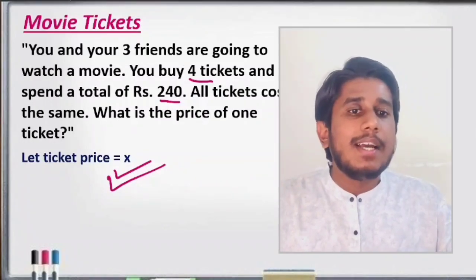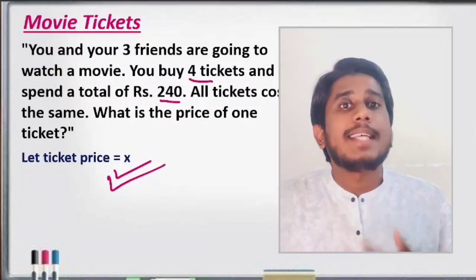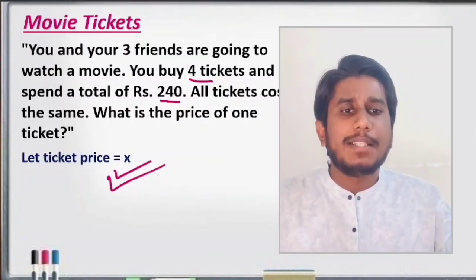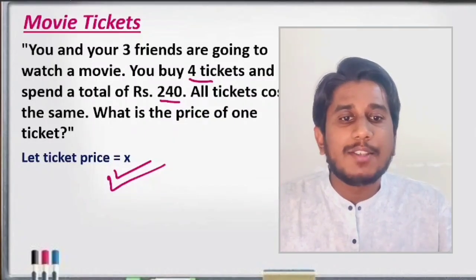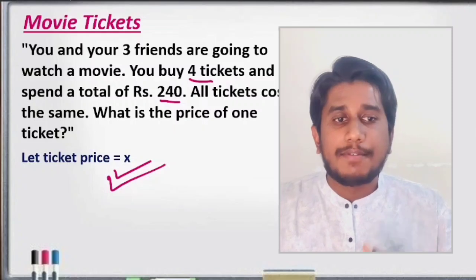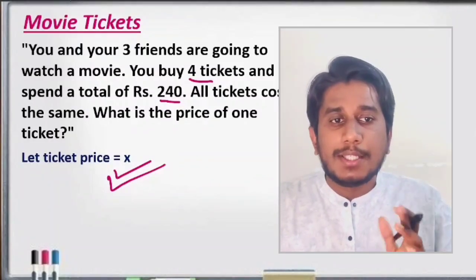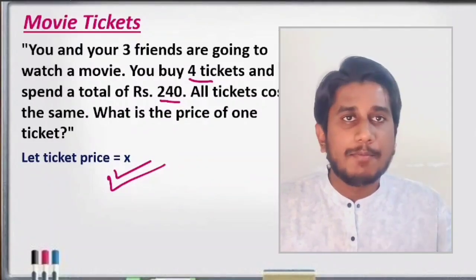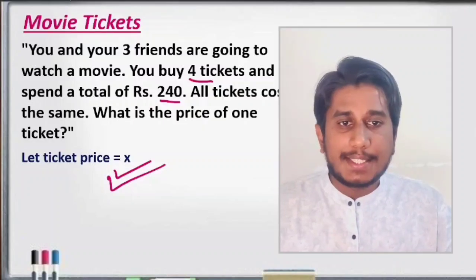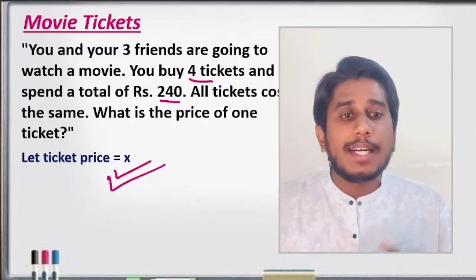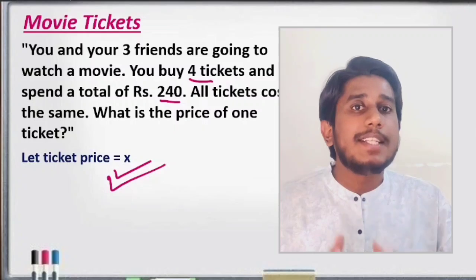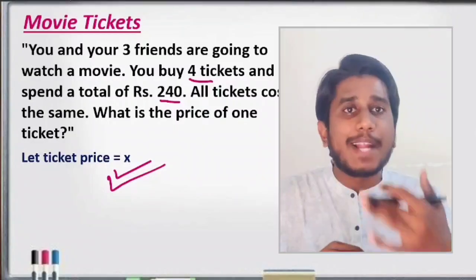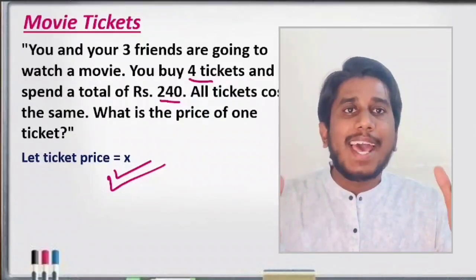Now, tell me one thing. How will you decide which term should be taken as X? There is a simple understanding. What we have been asked in the question is the price of one ticket. Before that, read the question once again. Your friends are going for a movie. You buy 4 tickets and spend a total of 240 rupees. You buy 4 tickets, and the total money you have spent is 240. How many tickets have you bought? That is 4 tickets. Now, what is the ticket price? That you should assume as X.